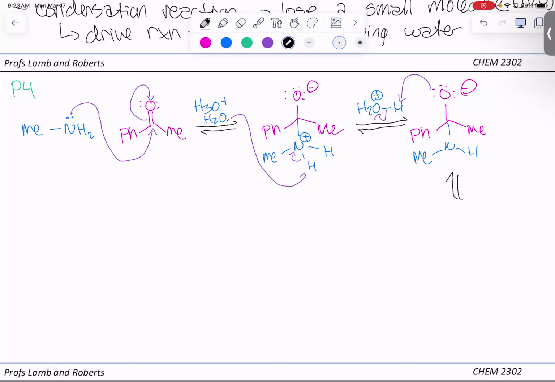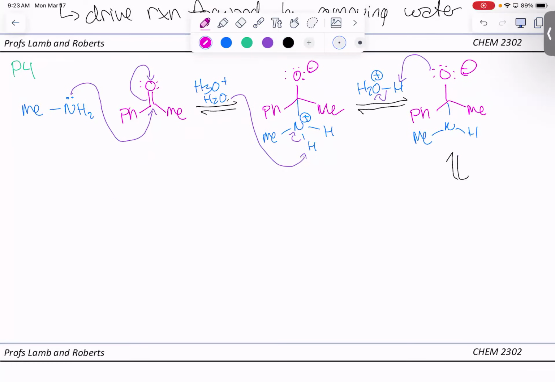So the order of the proton transfers doesn't really matter. All we're doing is trying to get to this neutral species. Right, so now our oxygen is neutral because we've protonated it. That's great. And our amine is neutral because we've deprotonated it as well. You'll recall that this is a name that we learned earlier today. This is a hemiaminal. When we have a nitrogen and an oxygen bound to the same carbon, each with a single bond, we have a hemiaminal.